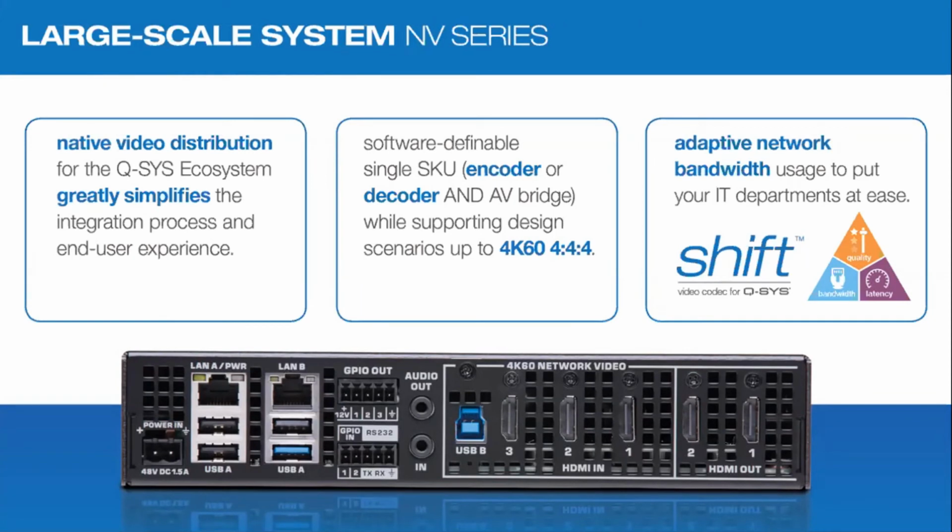And we have a new codec technology. So compared to a protocol or a codec like JPEG 2000, which has a constant load on your network, we have a codec that we use called Shift. It was developed by Q-SYS for this product, which basically allows for what they call adaptive bitrate compression. So if you have a lot of static content on your screen, it lowers the network bandwidth for those moments. Obviously, if you have fast motion video content, it increases its network utilization.